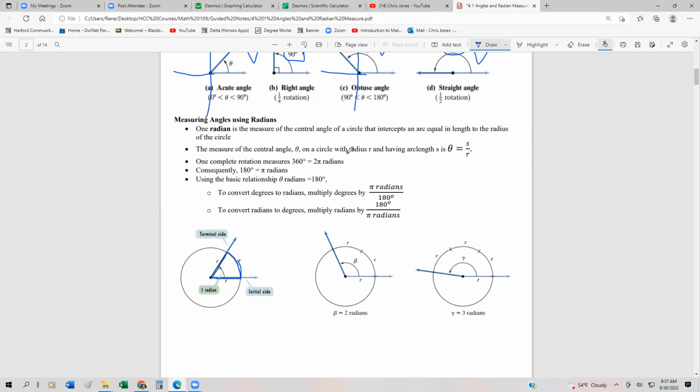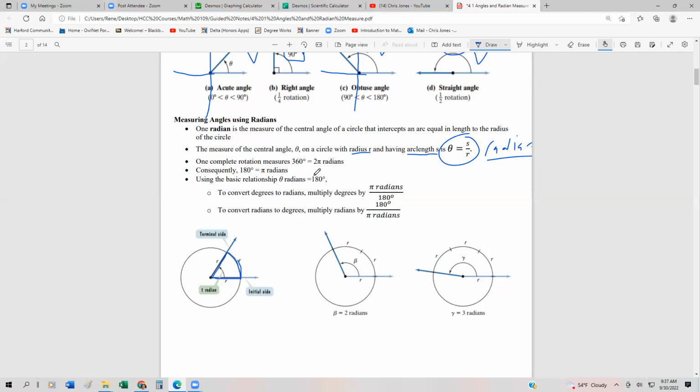On a circle, we can figure out that if we have an arc length S and a radius R, the measure of the angle in radians would be S over R. Remember, S is our arc length and R is our radius. We just divide the arc length by the radius, and that tells me how many radians we have. So this would be our radian measure.